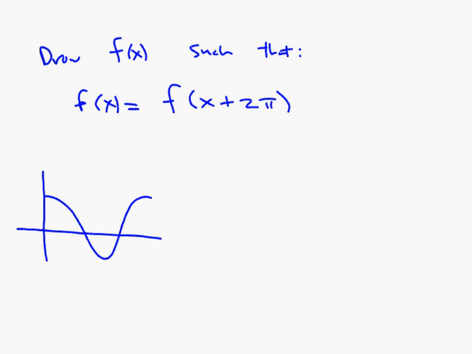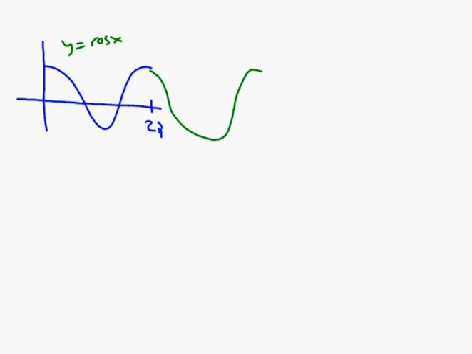That graph has the same period. It takes until 2 pi to repeat itself. Then you get a copy of the original graph again. So that could be one thing, y equals cosine x. But it doesn't even have to be a trig function. It just has to be a function where this idea holds true. So watch.